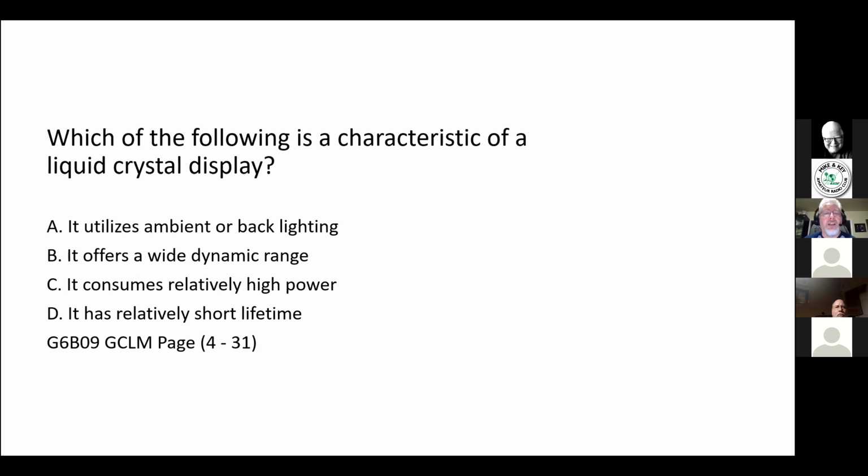Which of the following is a characteristic of a liquid crystal display? A, it uses ambient or backlighting. B, it offers a wide dynamic range. C, it consumes relatively high power. D, it has relatively short lifetime. Alpha is correct. It uses the ambient light or it has a backlighting circuit to make it stand out.